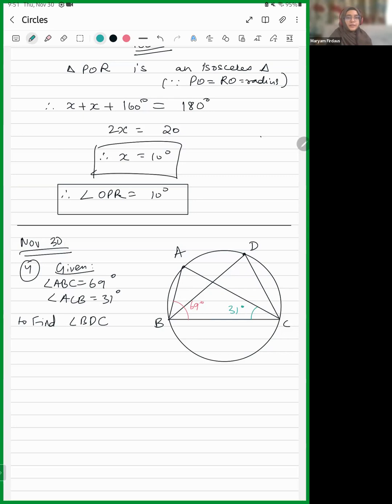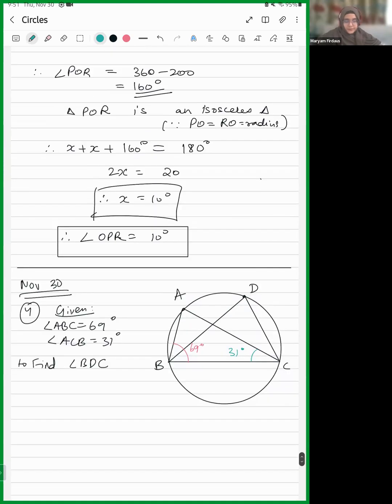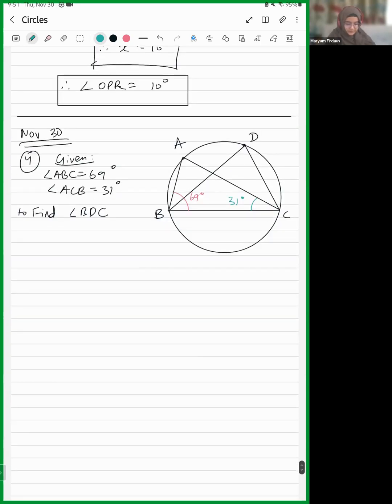Okay, so first think about this, think about all that we have studied till now. Flip through your pages, flip through the theorems, look at them, tell me if there's something useful that we can apply here. Which angle do we have to find first of all? We have to find angle BDC, which is this angle.